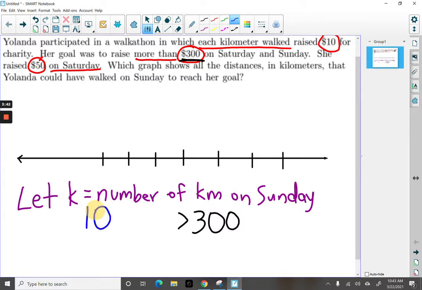10 times K. We don't know what that number is, but we know if we multiply them together, it will give us her total for Sunday. Now, Saturday is already done with, but we need to add this to our total as well. Adding that 50 here, and it has to be greater than 300.